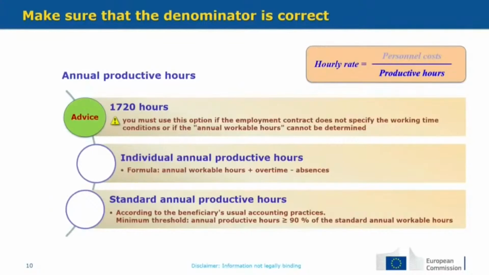For the standard annual productive hours, so here we have conditions for options 2 and 3. We don't have all the conditions on the slide, but please pay attention to the specificities, to those conditions where we can use this. For example, individual productive hours cannot be used in certain circumstances. For standard annual productive hours, one of the conditions is that it should be according to the beneficiary's usual cost accounting practices. And of course, the minimum threshold of 90% should be respected, meaning the annual productive hours are at least 90% of the standard annual workable hours. Basically, by taking out the absences and overtime, this will not be more than 10%.